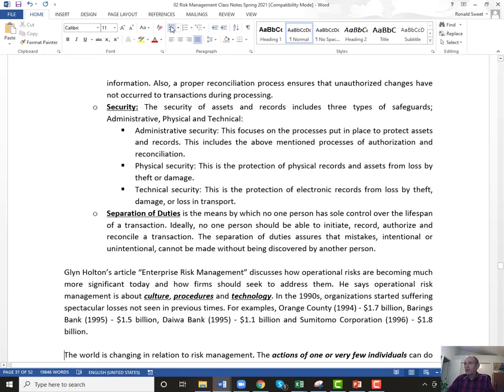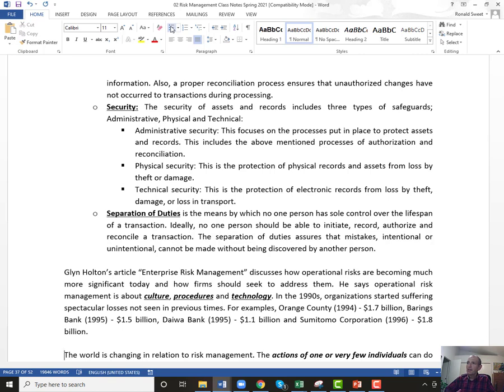Glenn Holton's article, I don't need you to read the article. I'm just going to summarize it for you. But if you have time, you might read it over the summer break. It's Glenn Holton's article, Enterprise Risk Management. And what he says is operational risks are becoming a much more significant issue today. He wrote this quite a long time ago, late 90s, early 2000s. It still applies today, so the world is about the same as it was back then, but maybe even more concentrated.